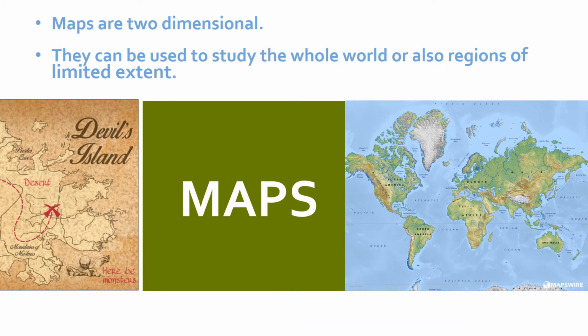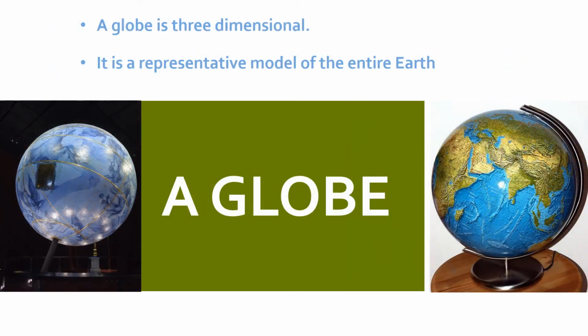Maps are two-dimensional. They can be used to study the whole world or also regions of limited extent. A globe is three-dimensional. It is a representative model of the entire Earth.